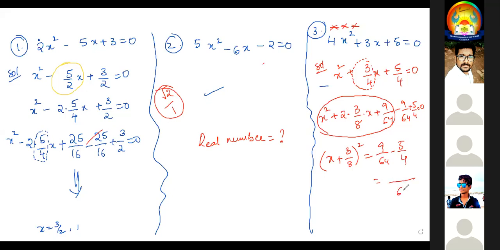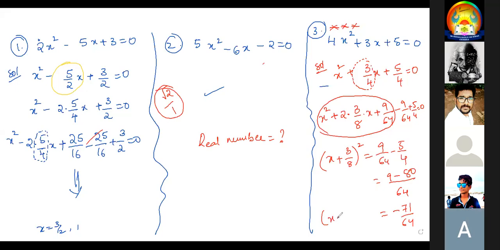If you take 64 as the LCM, 9 minus, how much is it? For 64, for 4, it is 16. 16 fives are 80. 9 minus 80, how much is it? Minus 71 by 64. So x plus 3 by 8 whole square equals minus 71 by 64.